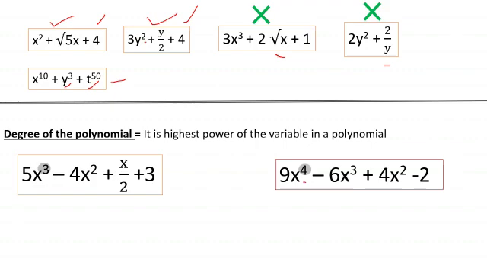Now let's take another example: 7. 7 is also a polynomial, that is a constant polynomial. It means 7 x raised to the power 0 is equal to 7, as we have seen in the earlier case. So the degree of the polynomial in this case is 0.